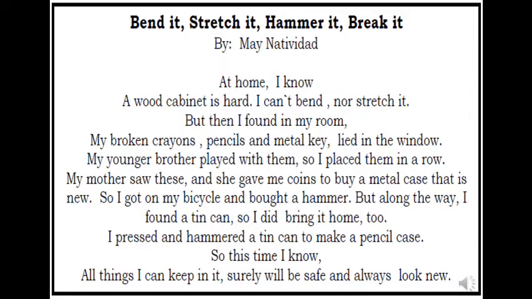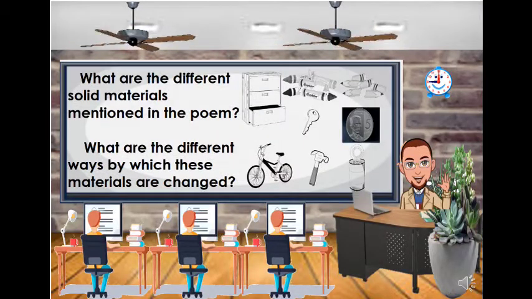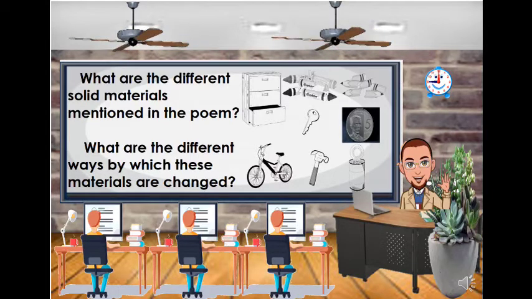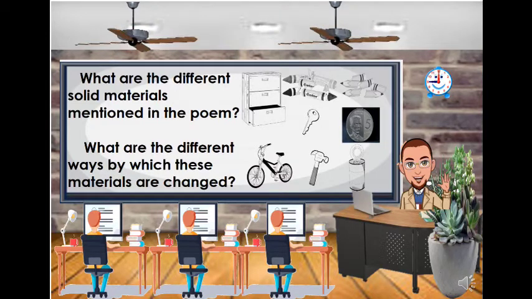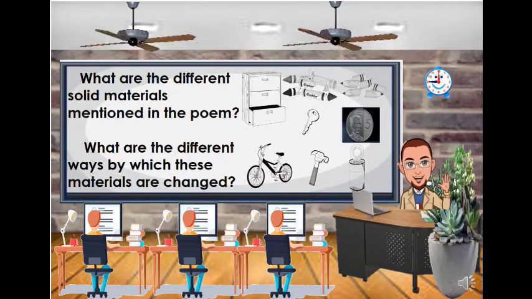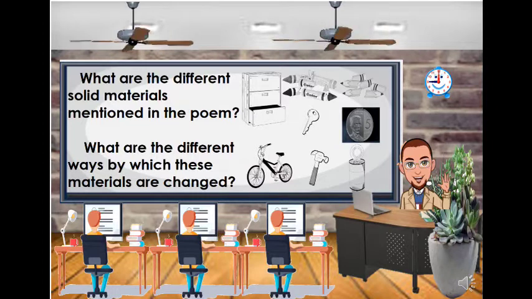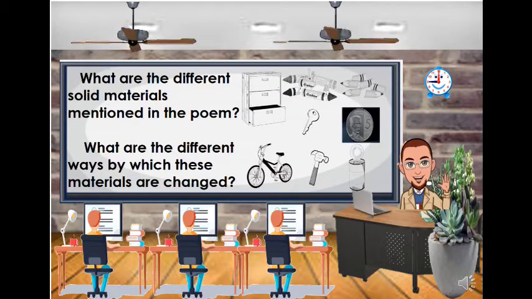Ayun, that is all about the poem. So let us scrutinize what are the things or what are the different materials mentioned in the poem. So we have here in the picture, we have cabinet, crayons, pencil, key, coins, bicycle, hammer, and tin can. What are the different ways by which these materials are changed?